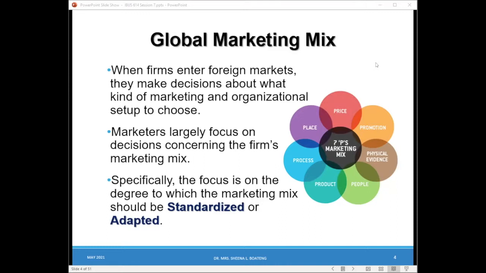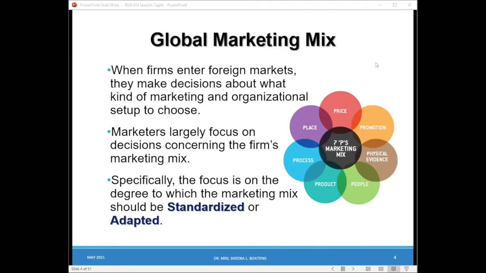Now, depending on which kind of good you're looking at, whether you're looking at a physical product or a service, you'll be dealing with a certain number of Ps. So if we are dealing with physical products, we will primarily be talking about the 4 Ps, which are product, price, place, and promotion. And then when we are talking about services, we will add 3 additional Ps, which are processes, people, and physical evidence.